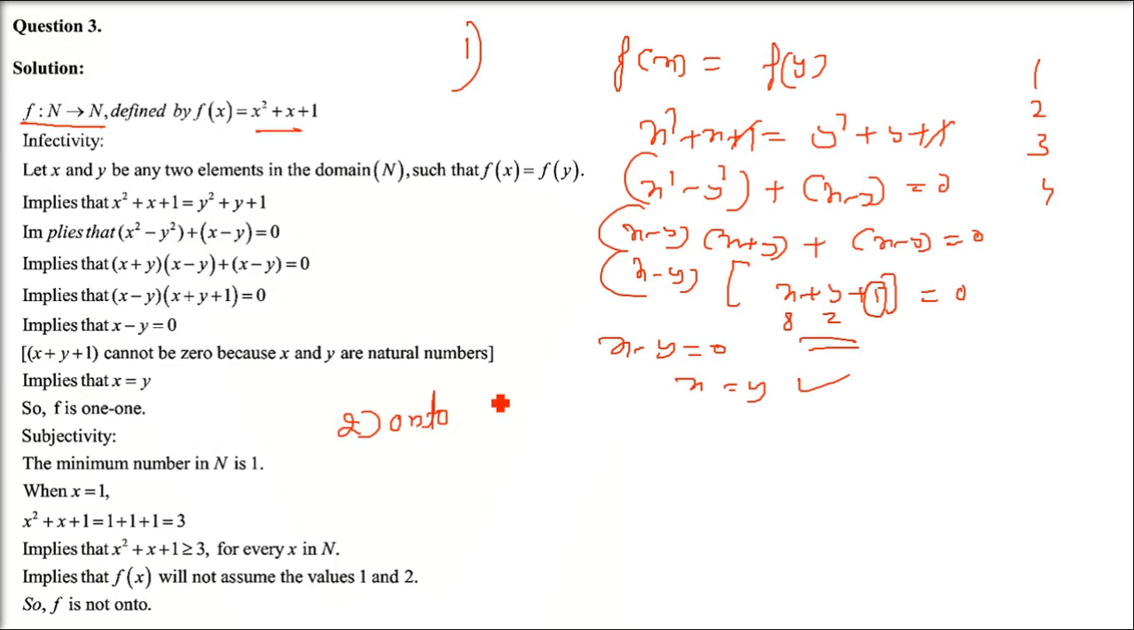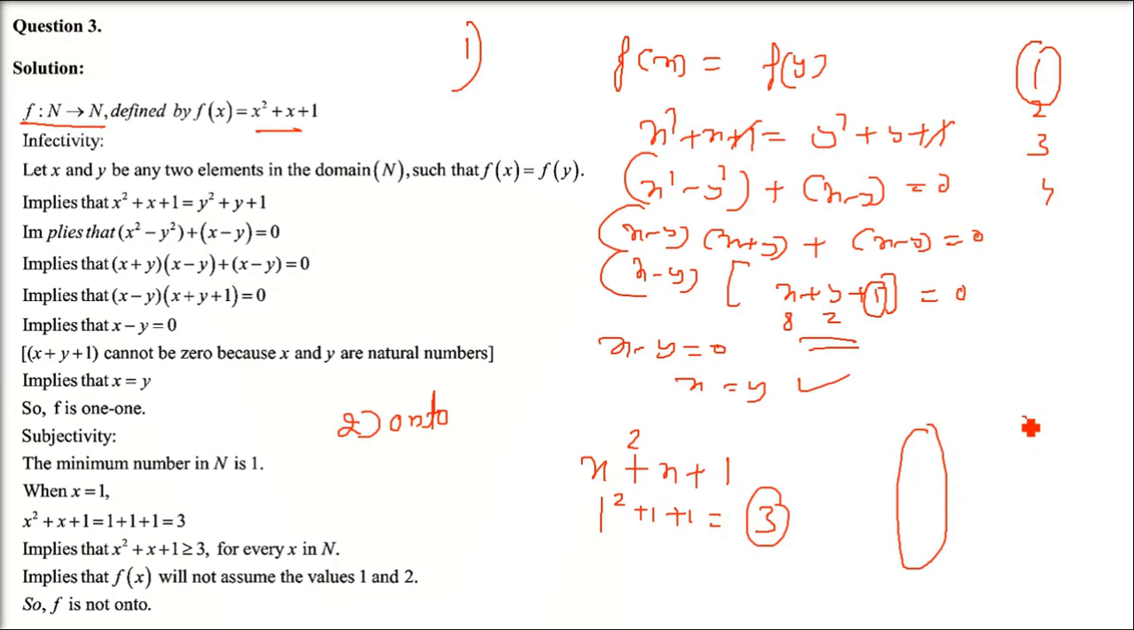Second one, onto we are checking. How do we check onto? Either you take the method which we discussed earlier, or the best way is to take the domain and codomain into consideration. See, we have x square plus x plus 1. Now, the domain and range are natural numbers. The minimum is 1. So just put minimum. This is going to be 3. So the range will start from 3.